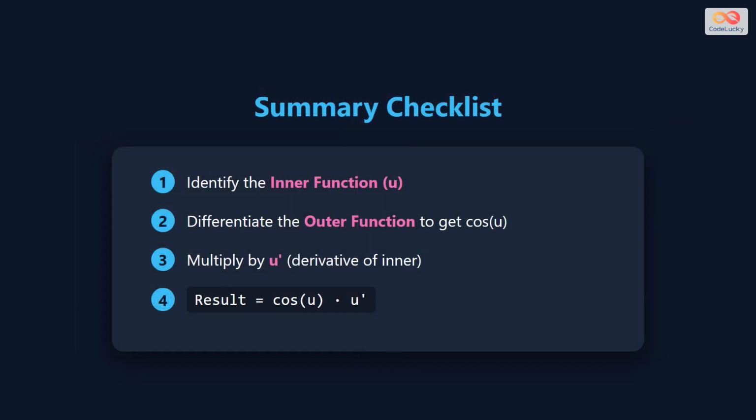To wrap up, remember these 3 steps. 1. Identify your inner function u. 2. Differentiate the outer sine function to get cosine of u. And 3, crucial step, multiply by u prime. If you follow this checklist, you will get it right every time.